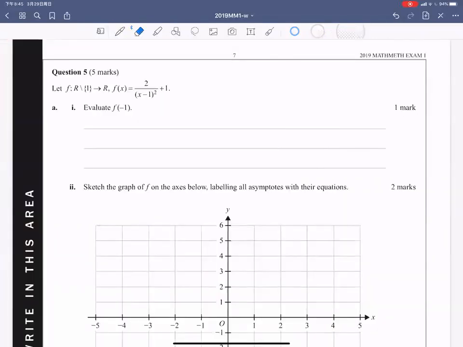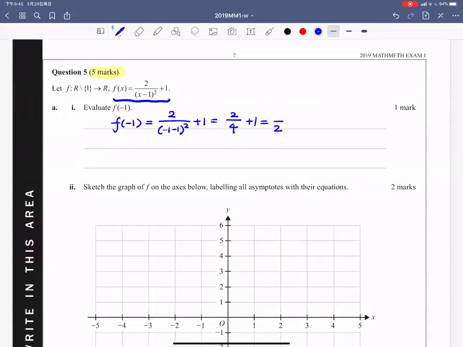Question 5. 5 marks. We want to evaluate f of minus 1. So f of minus 1 should be 2 over minus 1 squared plus 1, which is 2 on 4 plus 1. That should be 3 on 2. Yes, that's it.